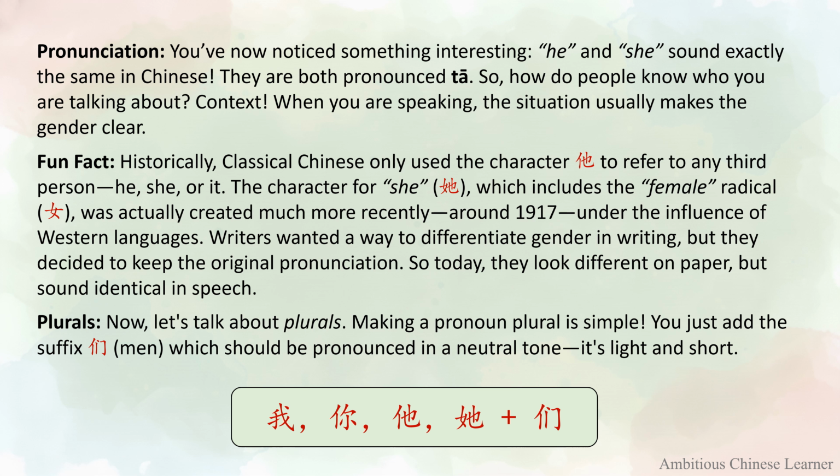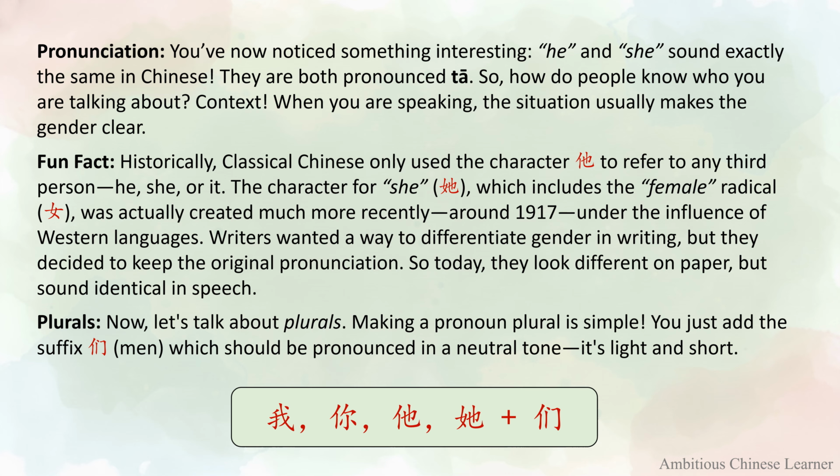You've now noticed something interesting. He and she sound exactly the same in Chinese. They are both pronounced tā. So, how do people know who you are talking about? Context. When you're speaking, the situation usually makes the gender clear.